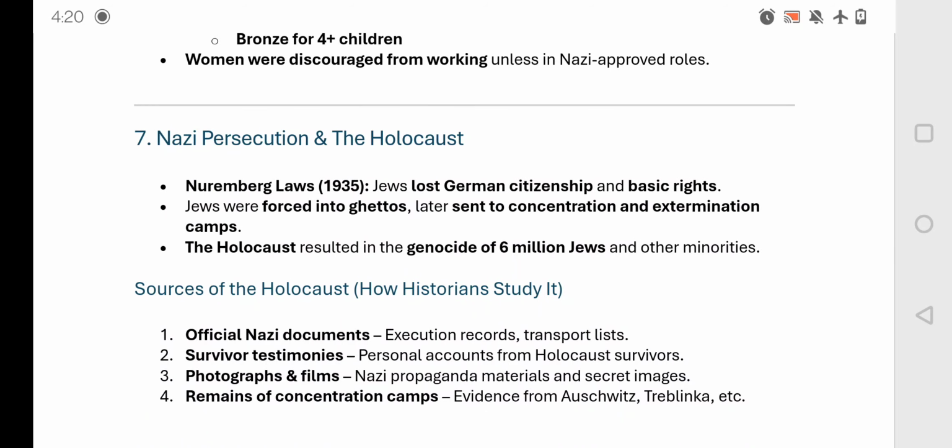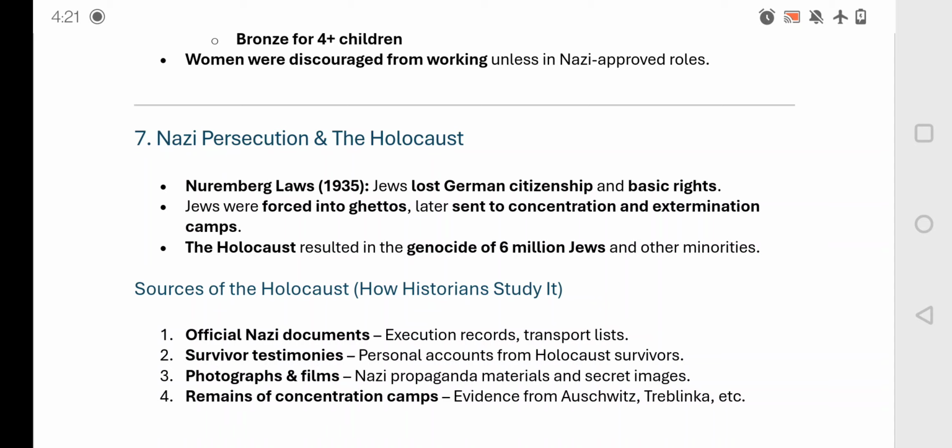Nazi persecution and Holocaust. So we see that the Nazi party had an ideology where they didn't like certain people, like Jews. So for them, there was a system of mass killing, and that mass killing was known as the Holocaust. There was a law known as the Nuremberg Law, passed in 1935. According to this, Jews lost German citizenship and basic rights, and Jews were forced into ghettos.